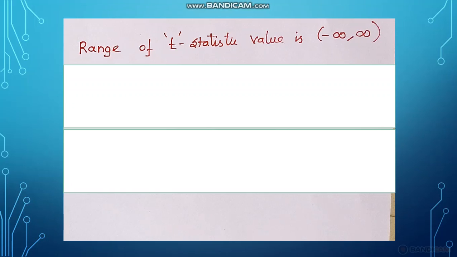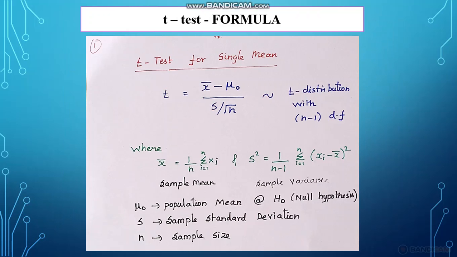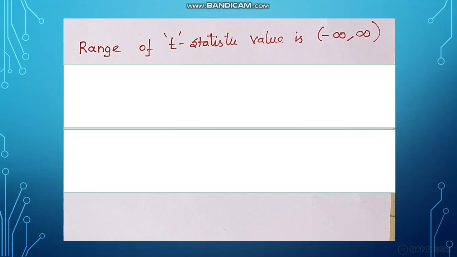Next is the range of the t statistic. The range will be minus infinity to plus infinity. The formula t is equal to x bar minus mu by s by root n can take values from minus infinity to plus infinity. So the range of the t value is minus infinity to plus infinity.